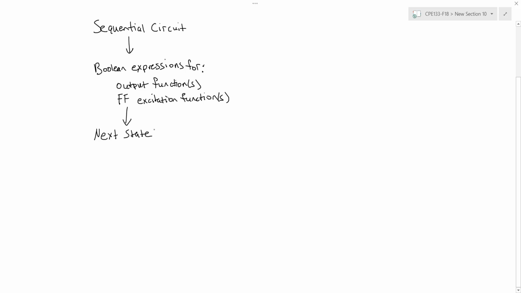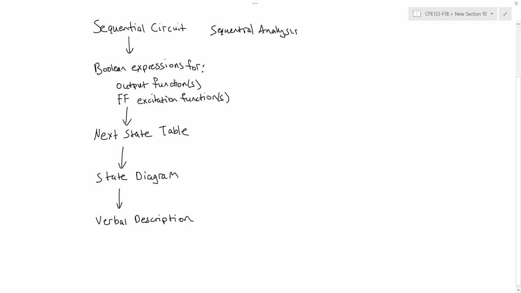And then from our Boolean expressions, we can then fill out a next state table and then write out the state diagram. And from the state diagram, we can infer what the circuit is actually doing or write a verbal description for it. So what we were really doing was a sequential circuit analysis. But we can also go the other way and start off with the verbal description of what we'd like to build for our sequential circuit, and then create a state diagram, a next state table, a Boolean expression, and then finally the sequential circuit. And so this is what we would call sequential design.